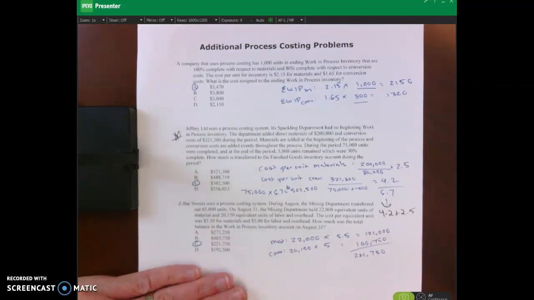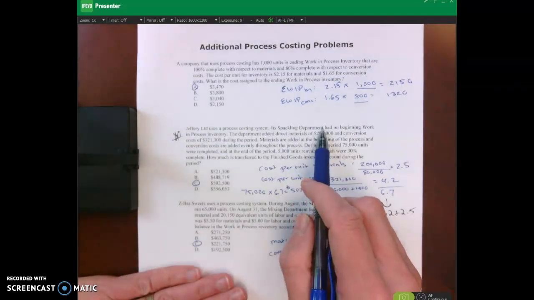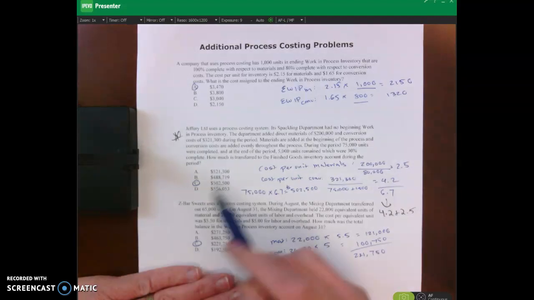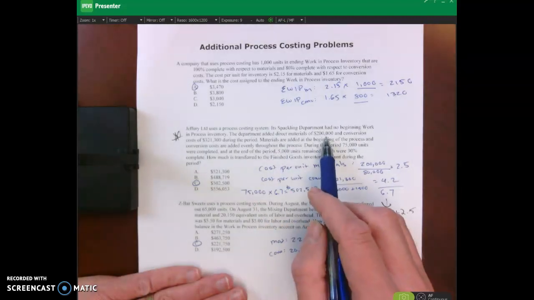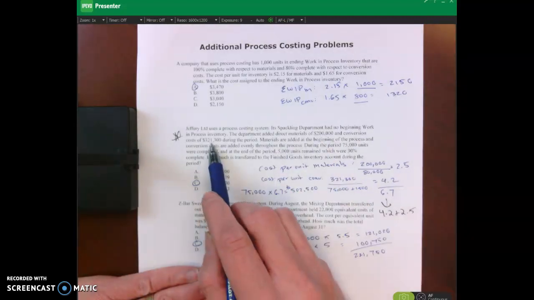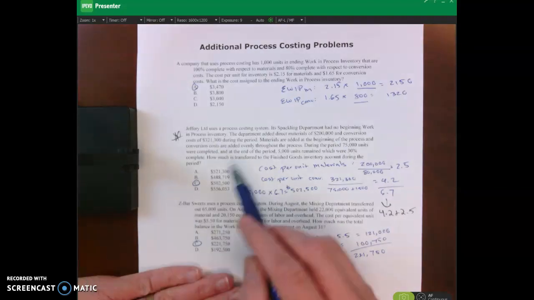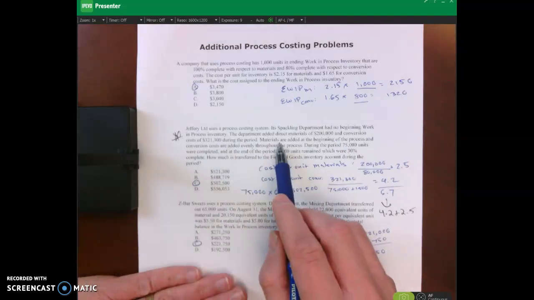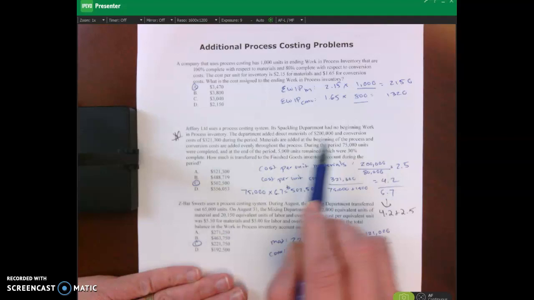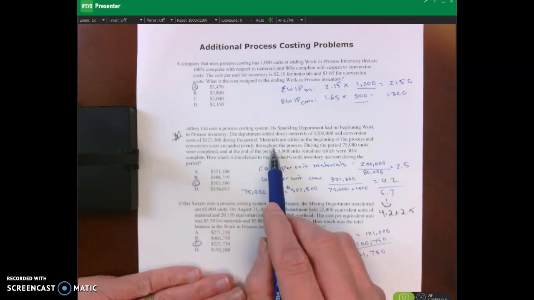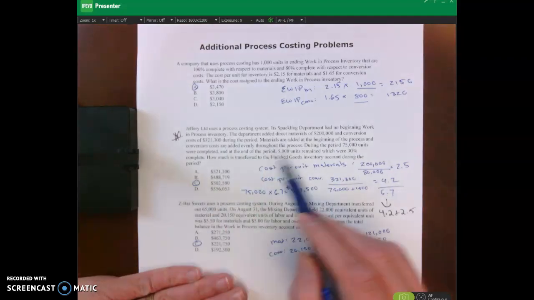The next one, our company uses a process costing system. We have a stacking department that has no beginning WIP. The department added materials of $200,000 and conversion costs of $321,300 during the period. Materials are added at the beginning of the process. Conversion costs are added evenly throughout the process.